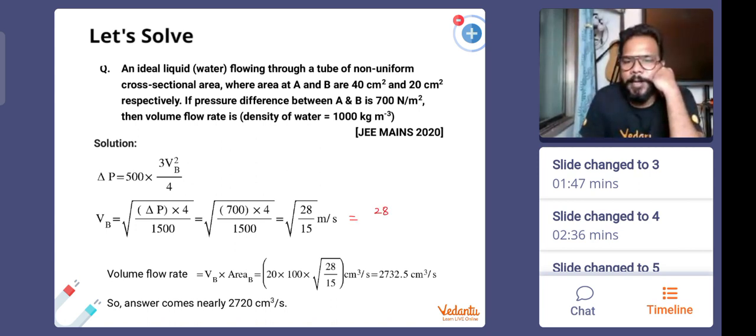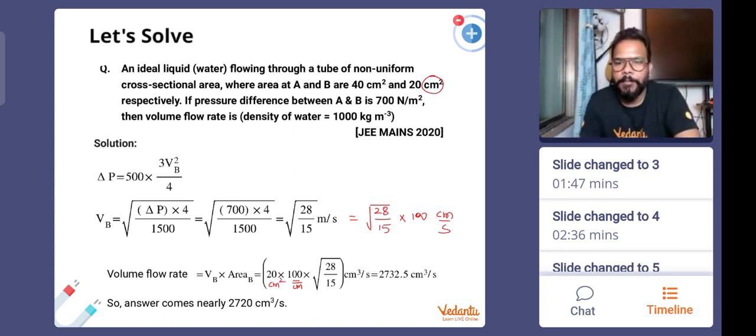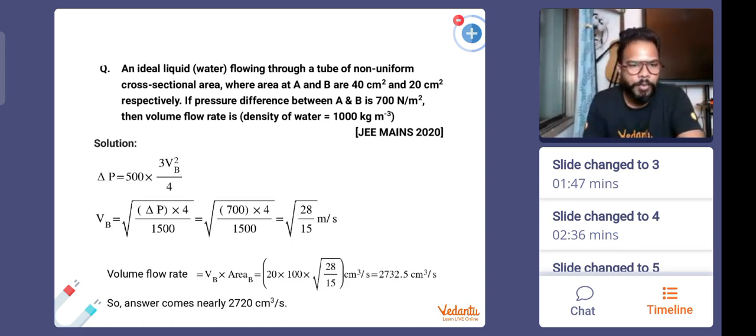So they have basically done what? They're writing it as 28 by 15 under root into 100 centimeter per second. So this 100 that you are saying is coming from there. And area, they're writing in the form of centimeter square only, so both of them multiply to give you the value as centimeter cube. So the answer comes out to be 2732.5 centimeters cube per second, or we can nearly put this value as per the options, 2720, the nearest option.